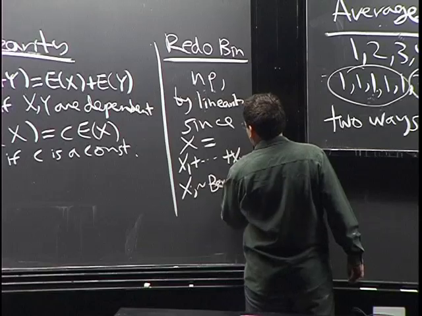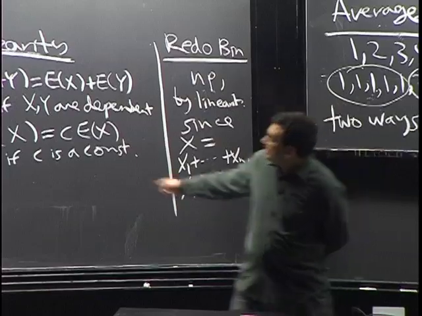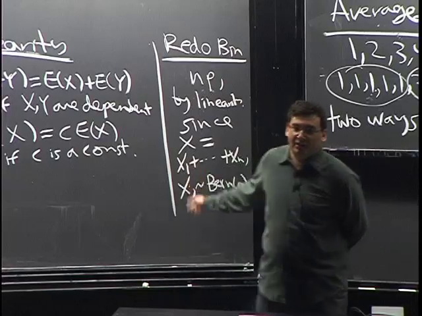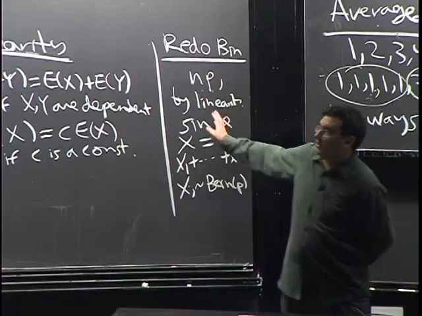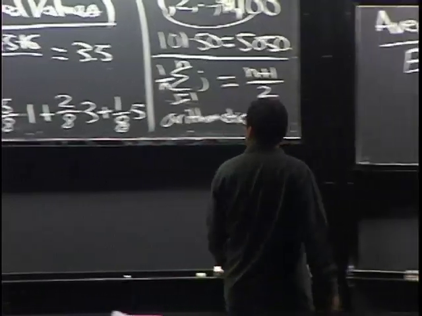Now, for the binomial, we can think of these as independent Bernoullis, but this says even if these Bernoullis were dependent, it's still true. It's still going to be np. So this is extremely easy, by linearity. Okay, let's do another example.